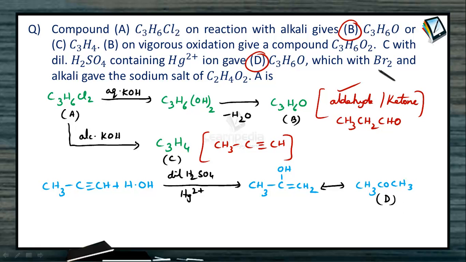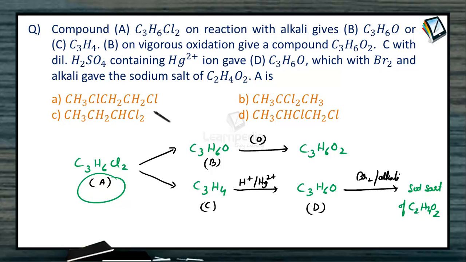It's also given that this D reacts with bromine in presence of an alkali, giving rise to the sodium salt of C2H4O2, that is CH3COONa, along with bromoform, CHBr3. And this is another confirmation that our given compound D should possess a methyl ketone group. So now tell me from the options, what can be our possible answers?